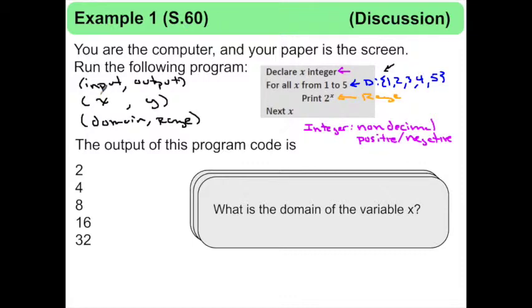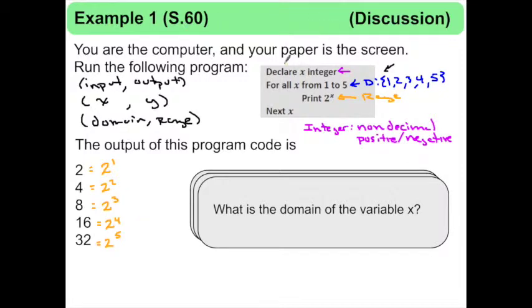So how did this work out? The output for the program code is 2. So how do we know that that's 2? Because if we were to take our function, print 2 to the x, if we had 2 and we raise that to the first power, that's equal to 2. If we did 2 to the second power, that's equal to 4. 2 to the third power is 8. 2 to the fourth power is 16. And 2 to the fifth power led us to 32.